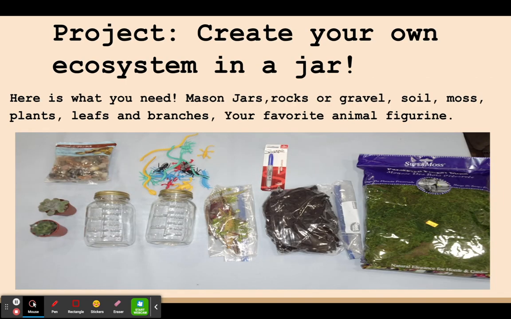So for our project, we'll be creating our own ecosystem in a jar. Here are some of the materials you may need. A mason jar, rocks or gravel, soil, moss, plants, leaves and branches, and your favorite animal figurine.